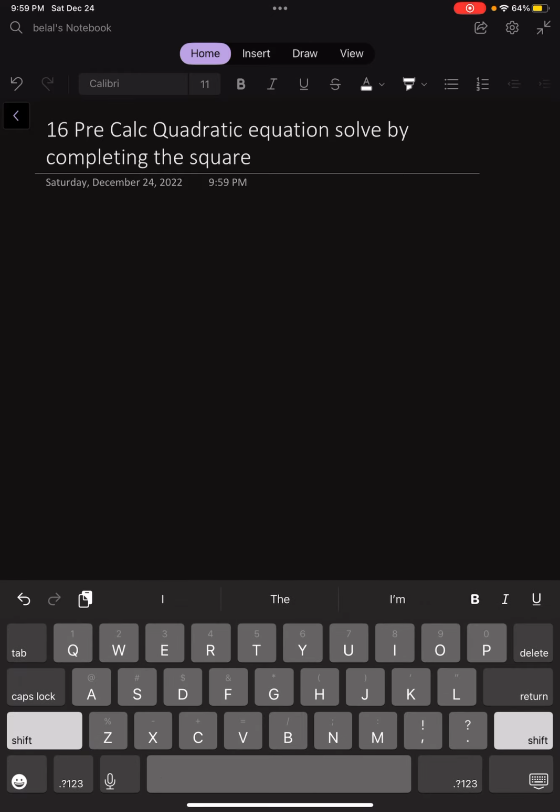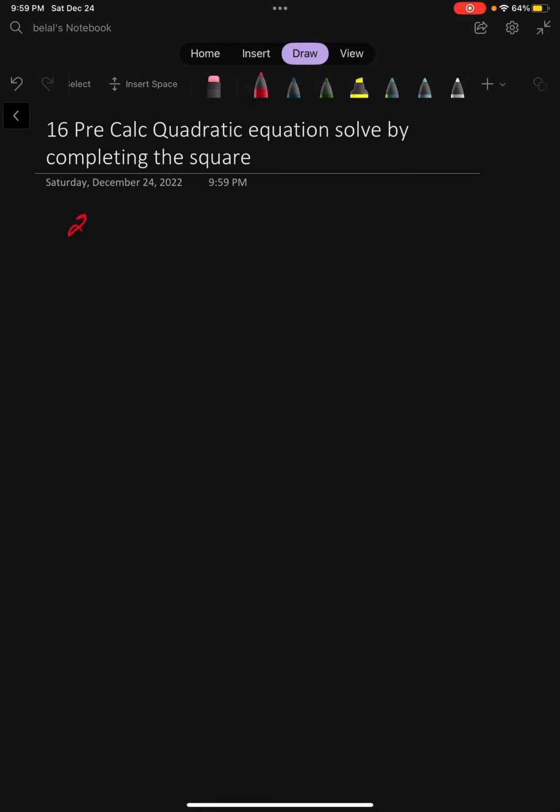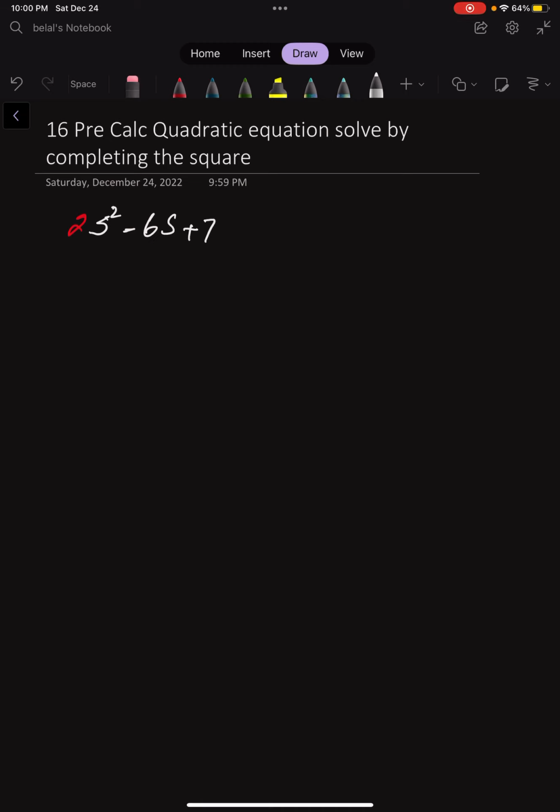Hey guys, again, more problems in solving the quadratic equation by completing the square. All right, so we have this problem here: 2s squared minus 6s plus 7 equals 0. Okay, so now the first step, we know what we said.